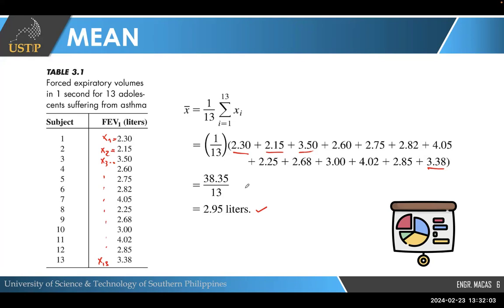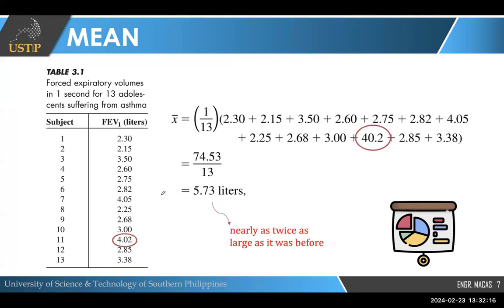Okay, so as mentioned earlier, the mean is extremely sensitive to extreme values. For example, we have this data, no? This original data. What if for some reason, the one administering the test made a mistake in input. Instead of 4.02, he input 40.2. Okay? So as compared to your other values, 40.2 is very large.